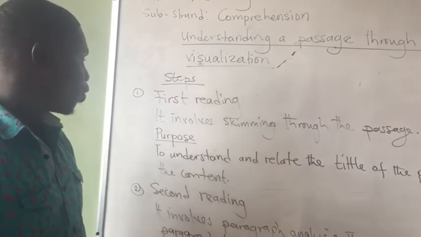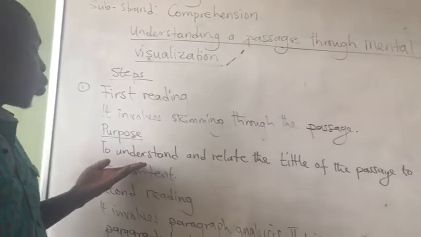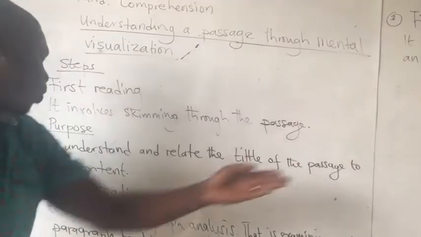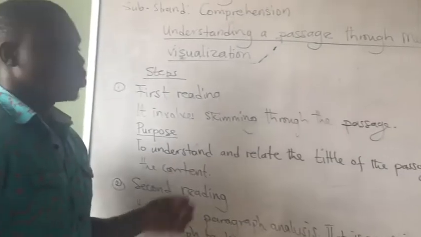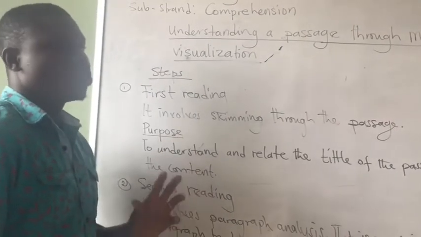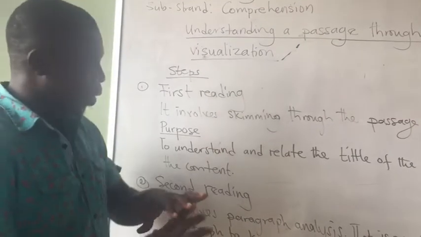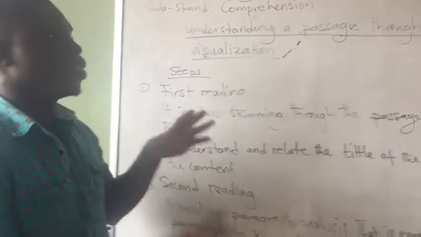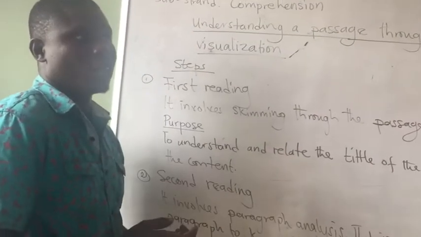What is the purpose of doing that? You just do the skimming to understand and relate the title of the passage to the content. So the purpose of the skimming is for you to be able to relate whatever you have read in the passage to the title.